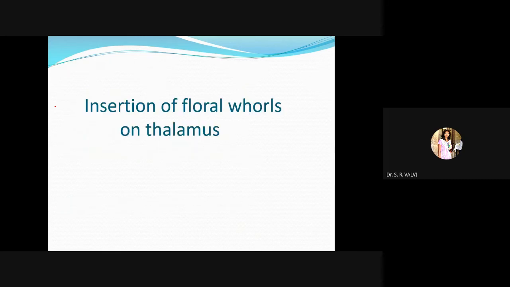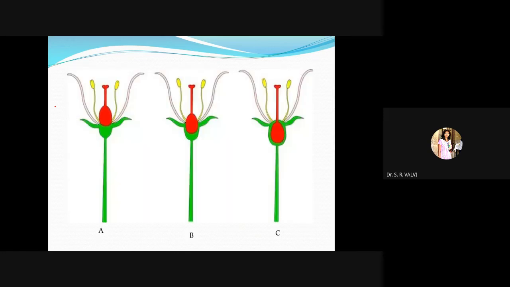Now, insertion of floral whorls on thalamus. How are the floral whorls placed on a thalamus? Again, it has three types. Let's begin with it. Here you can have the images referred to as A, B, and C, right? So here you can see the thalamus is nothing but this one, the swollen tip of the pedicel. This is your pedicel, right? Pedicel is nothing but the stalk of the flower.